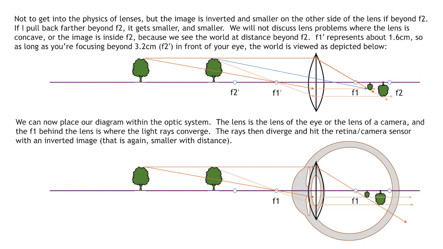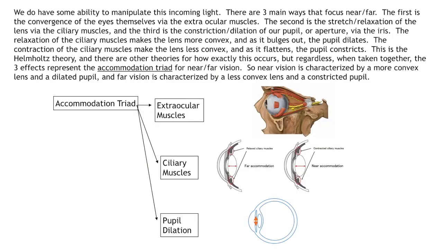So again, we can now move on, hopefully, a little bit with our lens diagram. We do have some ability to manipulate this incoming light, so it's not a pure lens system. There are three main ways that we focus near and far. The first is the convergence of the eyes themselves via the extraocular muscles. The second is the stretch and relaxation of the lens via the ciliary muscles, and the third is the constriction and dilation of our pupil or aperture via the iris.